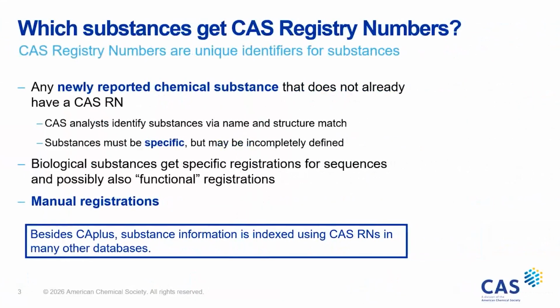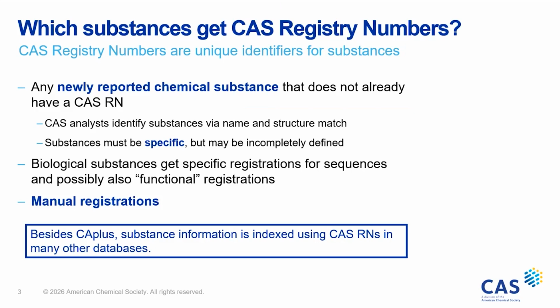Now let's talk about which substances receive a CAS registry number. All newly reported chemical substances that do not already have a CAS registry number are evaluated by CAS analysts who identify the substance through name and structure matching. For a substance to receive a CAS registry number, it must be specific, although it may be incompletely defined. Incompletely defined means, for example, that in a publication or patent, it may not be clear at which position a particular substituent is located or where a double bond appears in the structure.